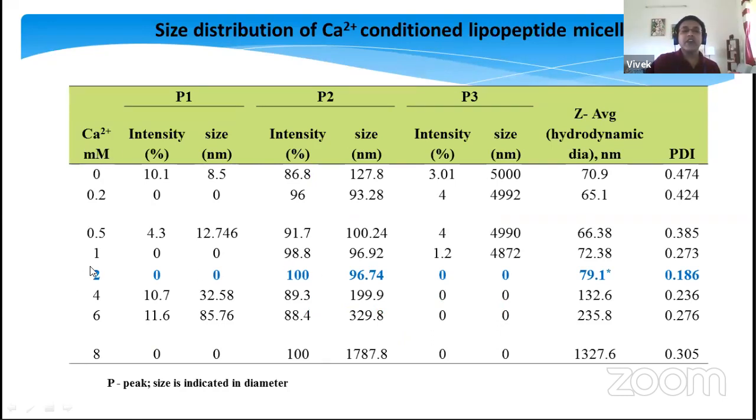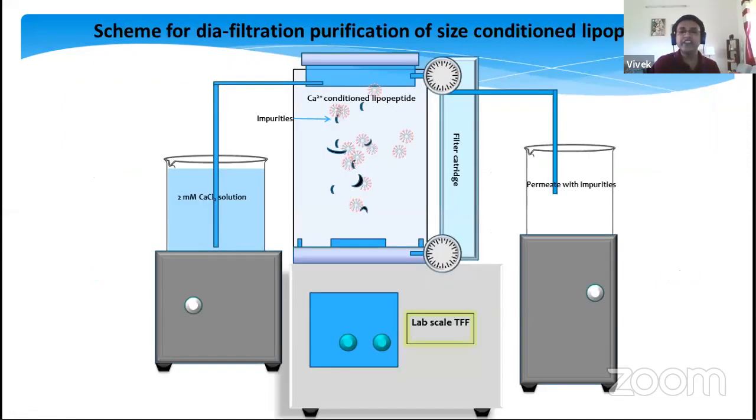So here you can see we have achieved this with the increase in calcium ion. So we have achieved uniform sized micelles of about 79.1 nanometer in hydrodynamic diameter with the polydispersity index of 0.186, which means that the micelles are in a uniform state, which can be operated in diafiltration mode. And I think you must have done this type of dialysis in the lab scale for exchanging the buffer and so on.